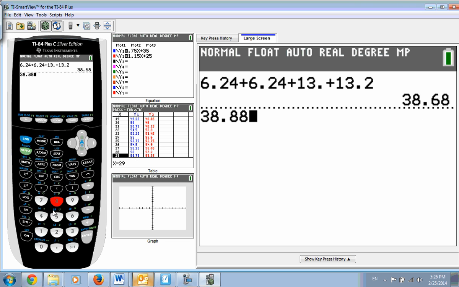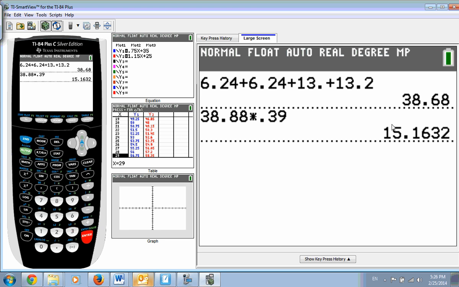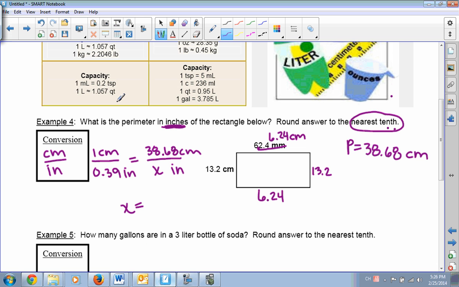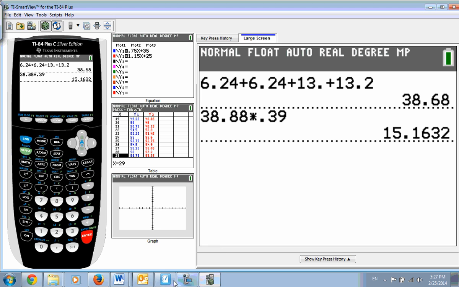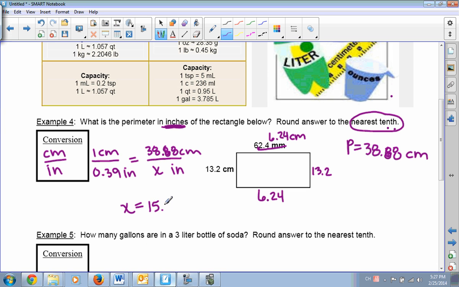And then we multiply that times 0.39. So that gives us about 15.1632 inches. And if we were going to round to the nearest tenth place, which is 1 decimal place, that 6 rounds it up, so it's 15.2. So let's go back over here and fix our perimeter. Our perimeter should have been 38.88. And then our conversion was 15.2 inches. There we go.